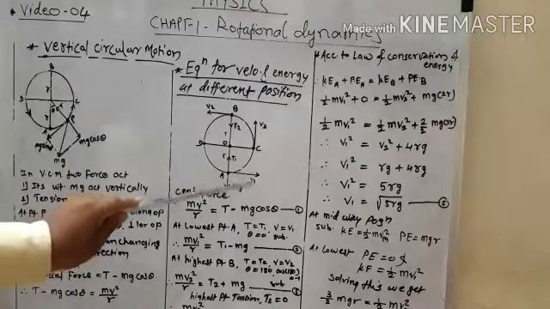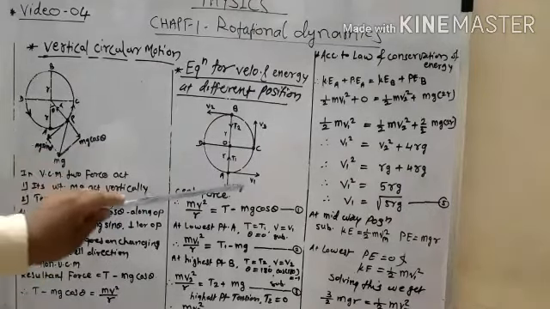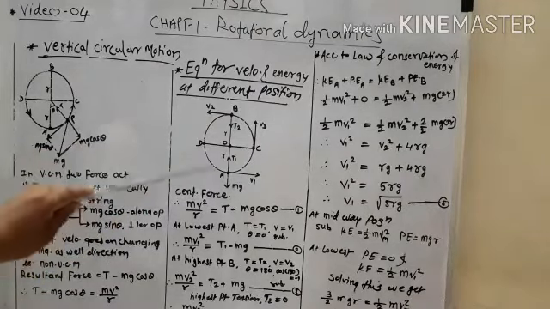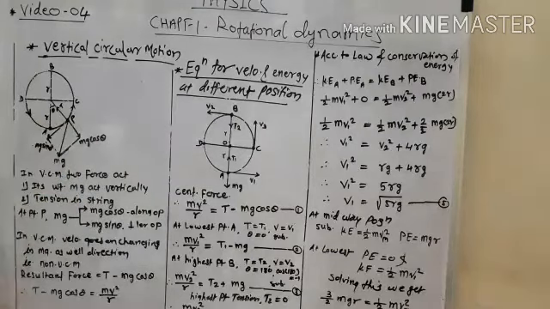Let V1 and V2 be the velocities at point A and B respectively. We can show here the velocities at point A and B, V1, V2. T1, T2 be the tension at point A and B respectively. In any position of vertical circular motion, the resultant force acting on that body is given by the centripetal force: T minus mg cos theta is equal to mv square upon r.